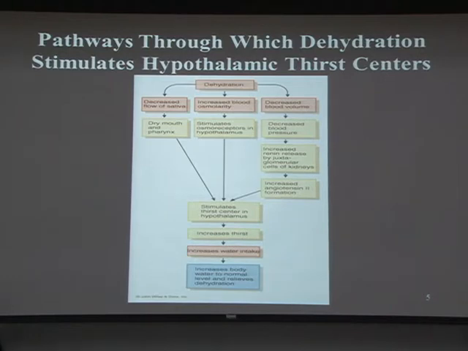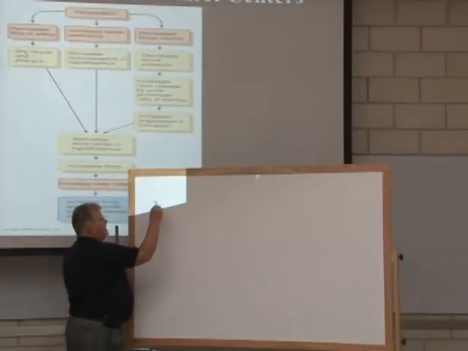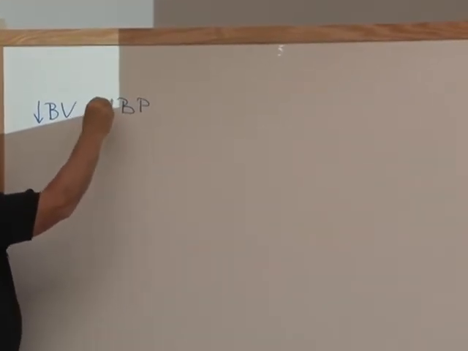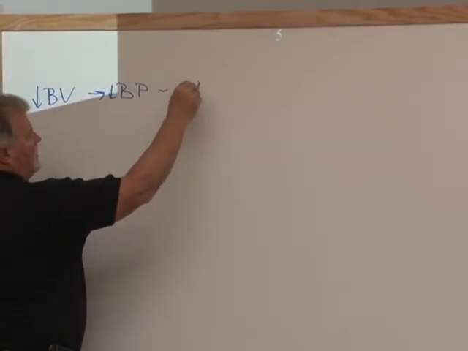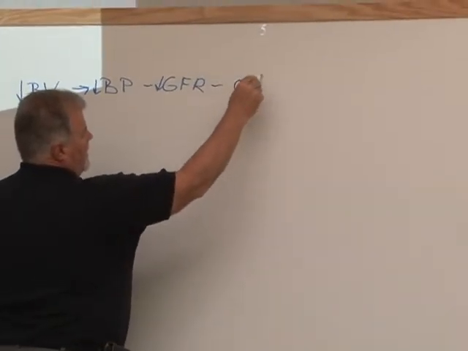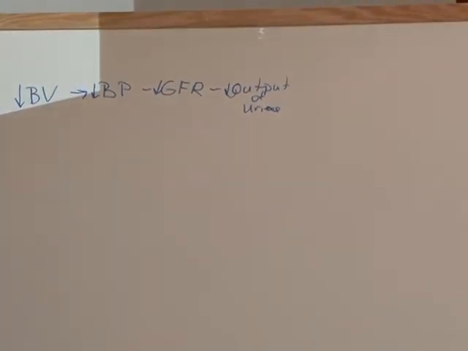So what happens if you're dehydrated? Blood volume would be up or down? Down. And then blood pressure would be up or down? Down. Then we have that wonderful relationship we talked about, don't we? Remember the other day when we were doing this, what our relationship was: if blood volume goes down, then blood pressure goes down. Then initially GFR would go down, and then urine output initially would go down, right?